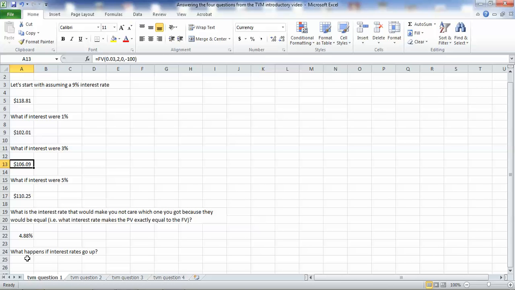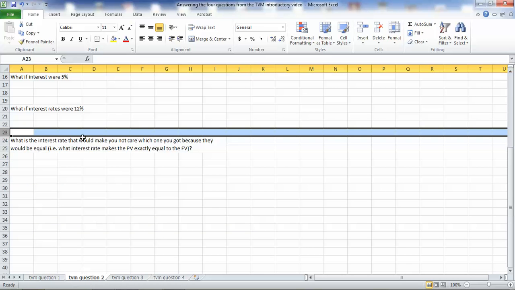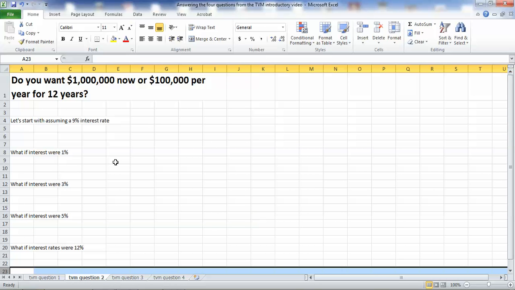And because the interest we already earned is bigger, we're going to have a larger future value because the interest rate goes higher. Let's do another one. Our second question: do you want $1 million now or $100,000 a year for 12 years?